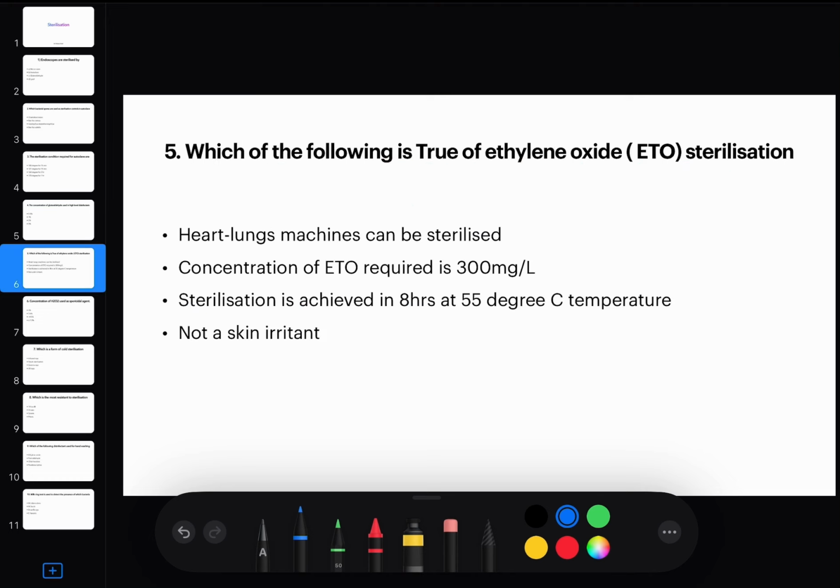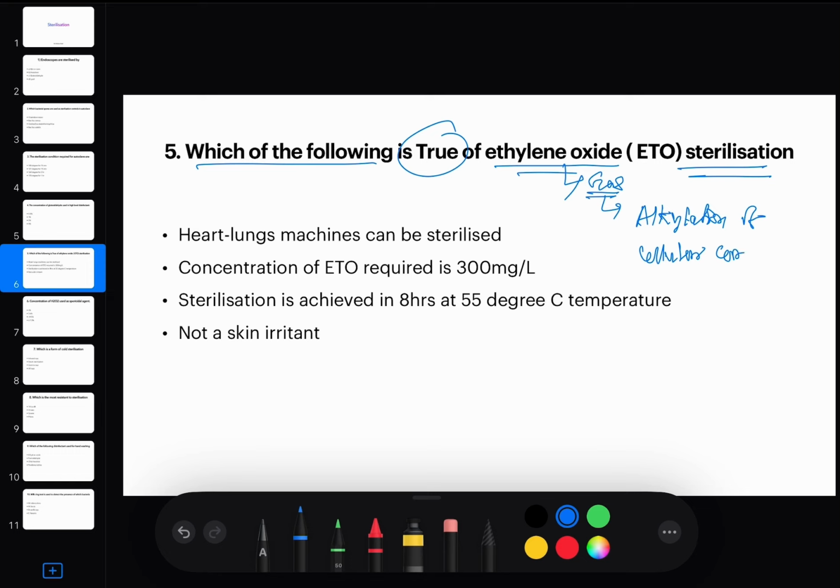Then coming to the next question, question number 5. Which of the following is true about ethylene oxide sterilization? First, ethylene oxide sterilization uses a gas. That is a gaseous sterilization method. What does it do? It causes alkylation of cellular components.